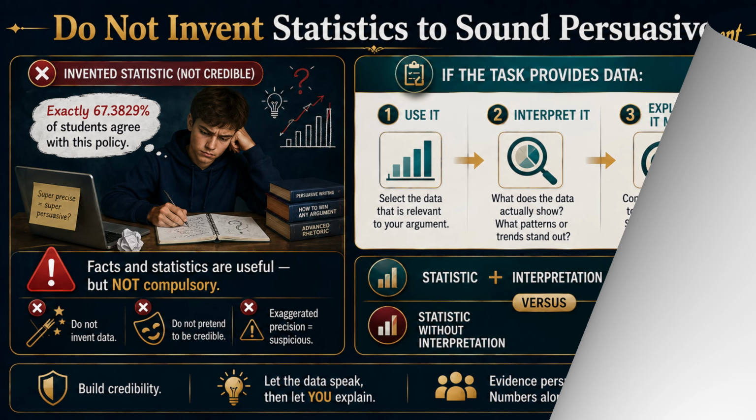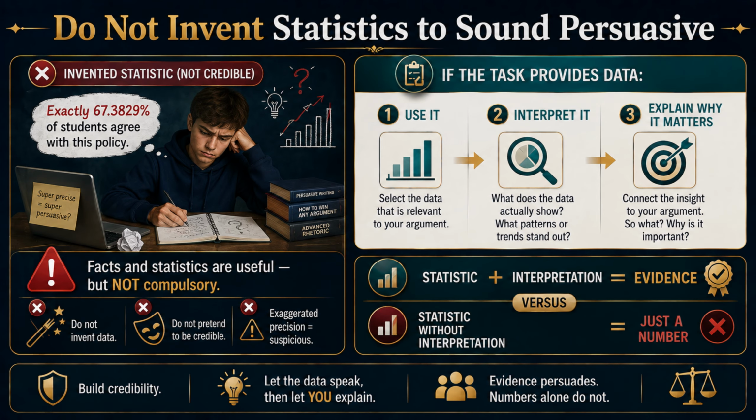Facts and statistics can help, but they are not compulsory. Do not invent an extremely precise number because you think persuasive writing must contain statistics. If the task gives you data, use it, but interpret it. Explain why the figure matters. A statistic without interpretation is simply a number.